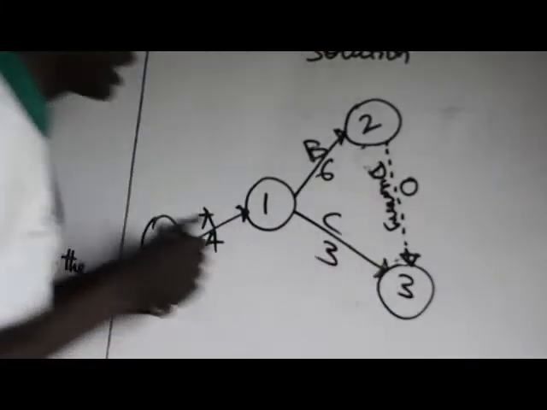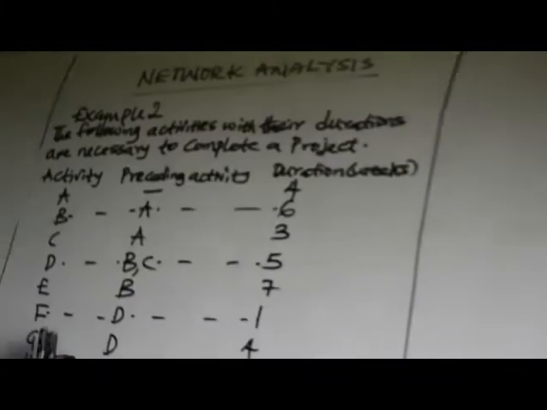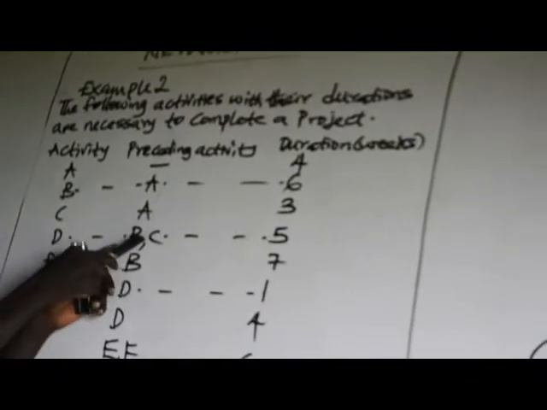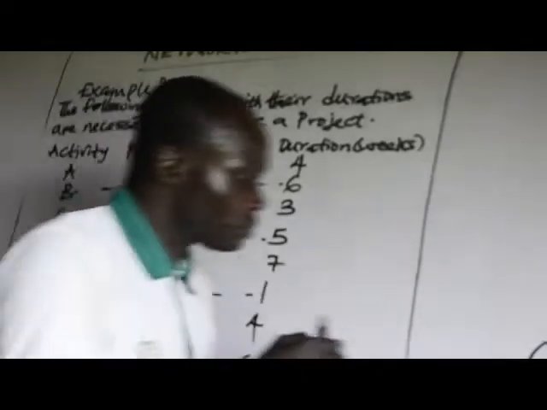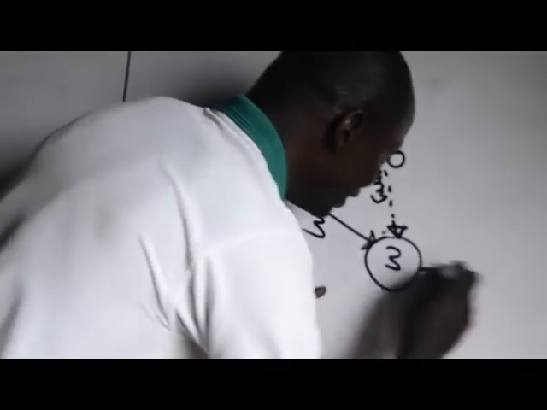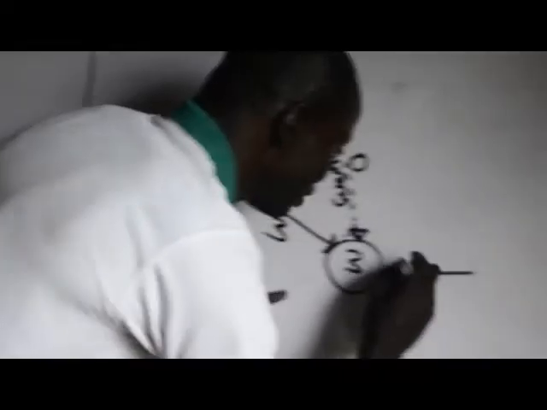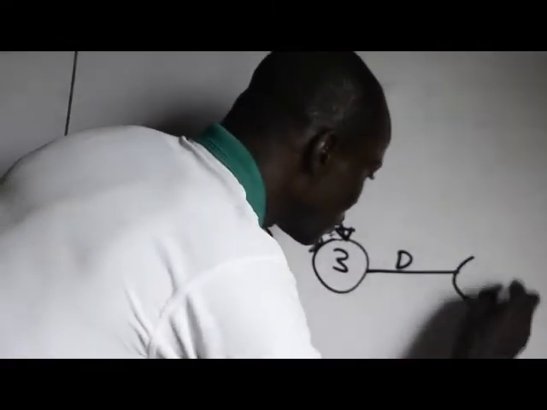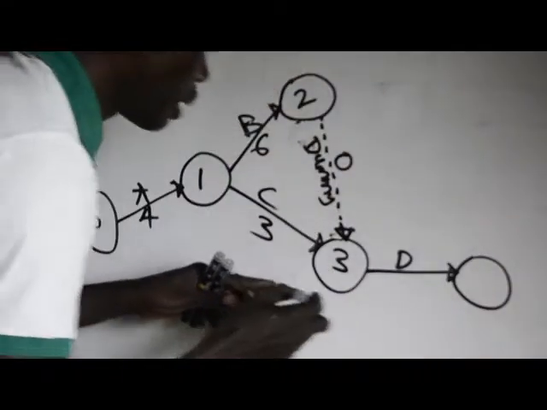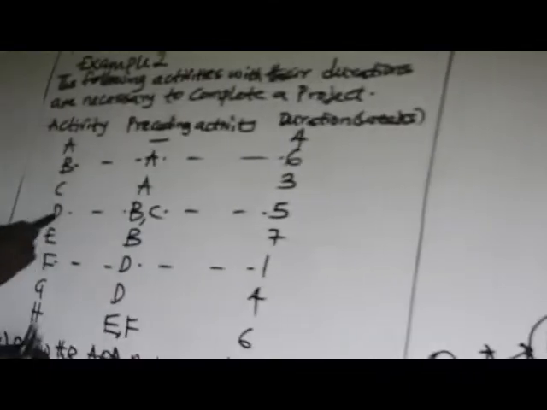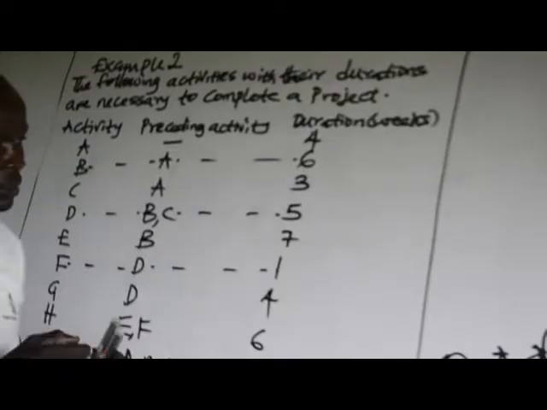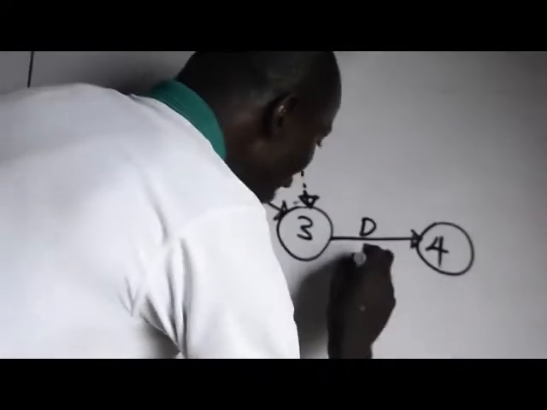From the point of intersection of both B and C, D comes out from there. Now let's have our activity D. The last activity was number 3, so this will be 4. And the duration is 5 weeks.